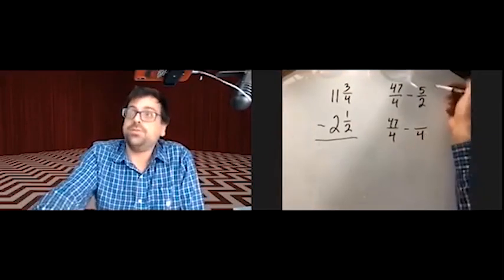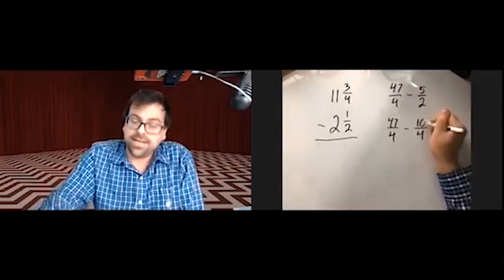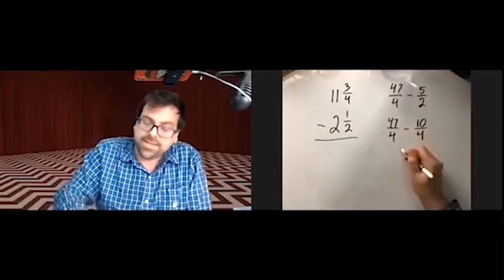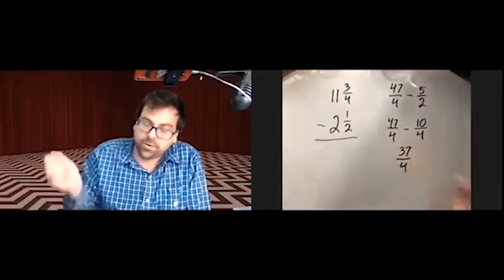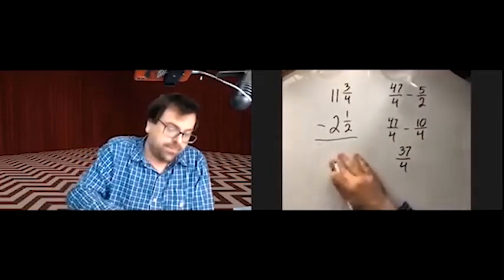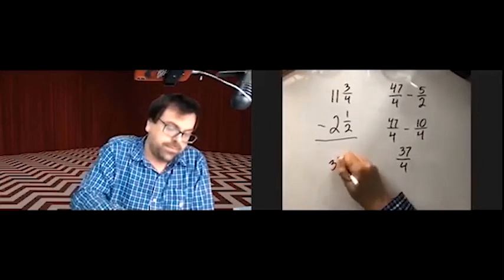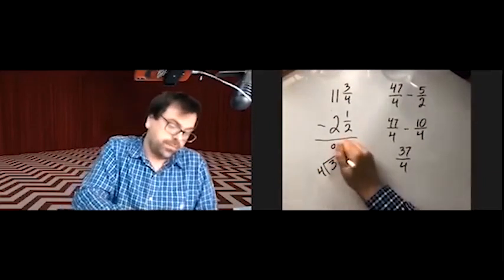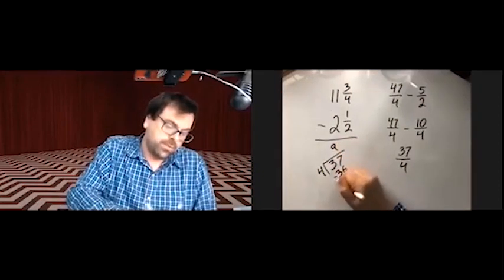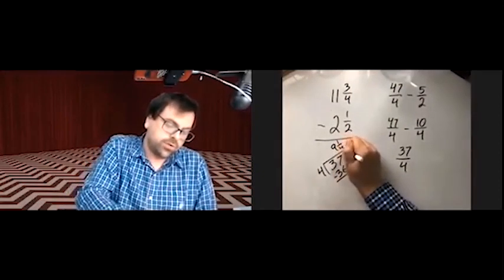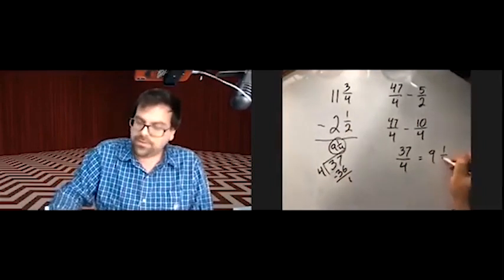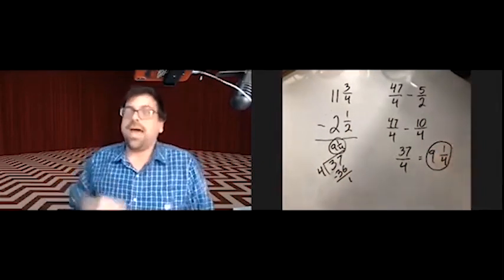2 times 2 is 4. 5 times 2 is 10. 47 minus 10 gives 37/4, and then we divide. 37 divided by 4. We get a remainder of 1, which goes over the 4. So 9 and a 4th happens that way.